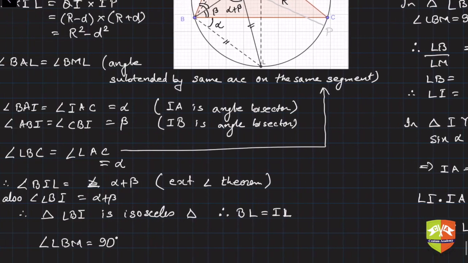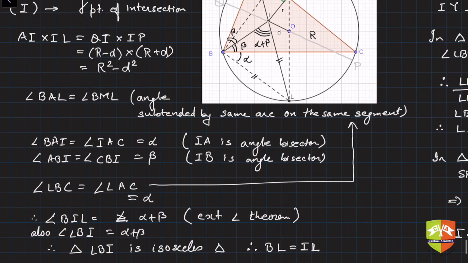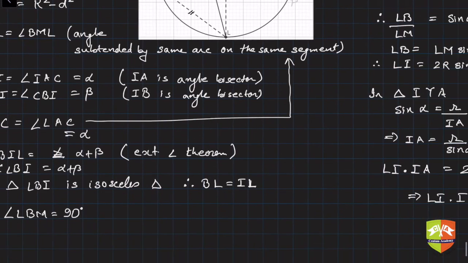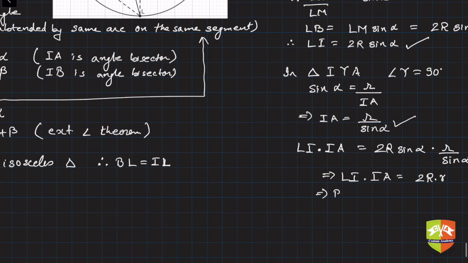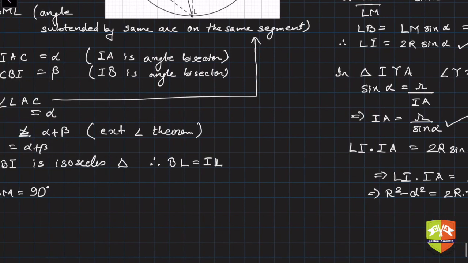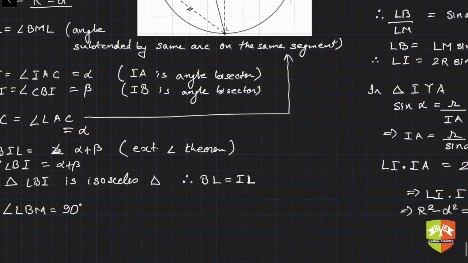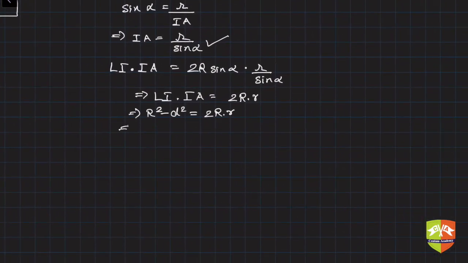And what was LI into IA? If you see, here it is, LI into IA was R square minus d square. So hence combining the two, I can say this implies R square minus d square is equal to 2 times R times r, right? Once again, this was LI into IA, R square minus d square here. So hence now, rearranging, you can say d square is equal to R square minus twice R times r. Hence, proved.